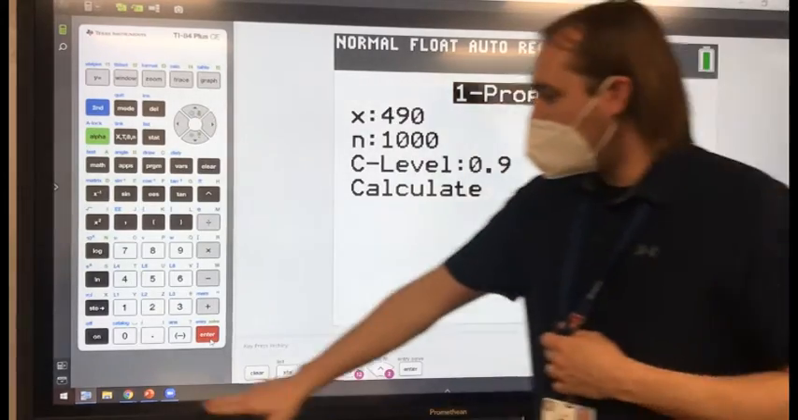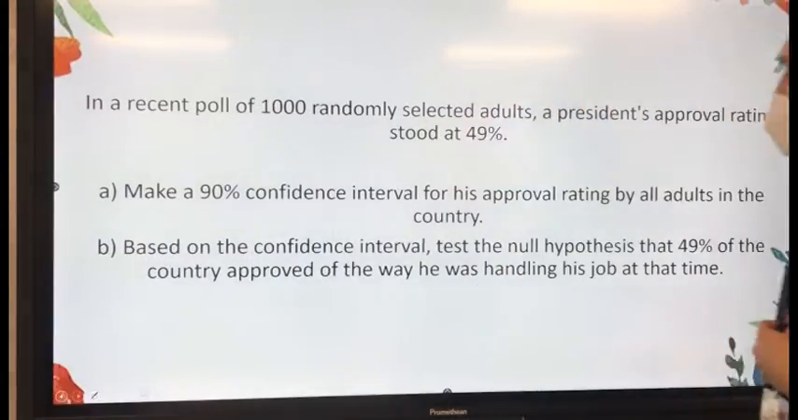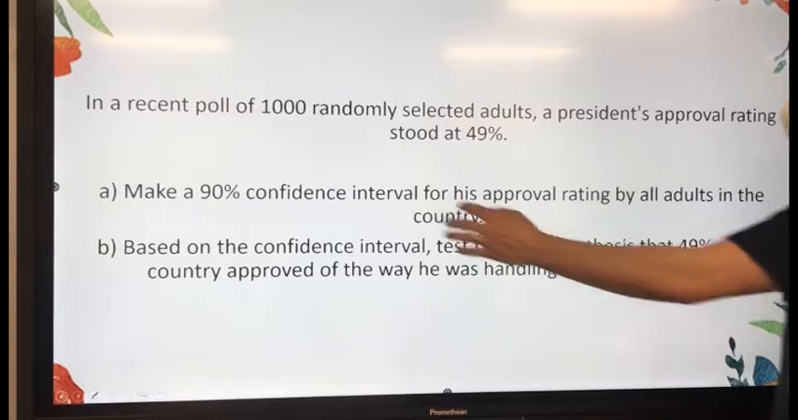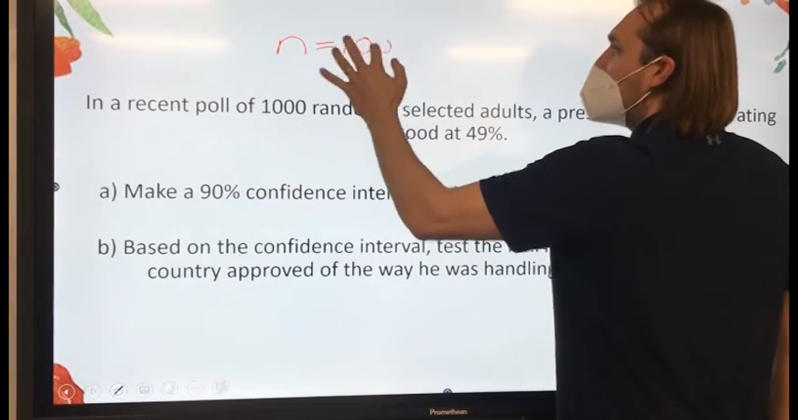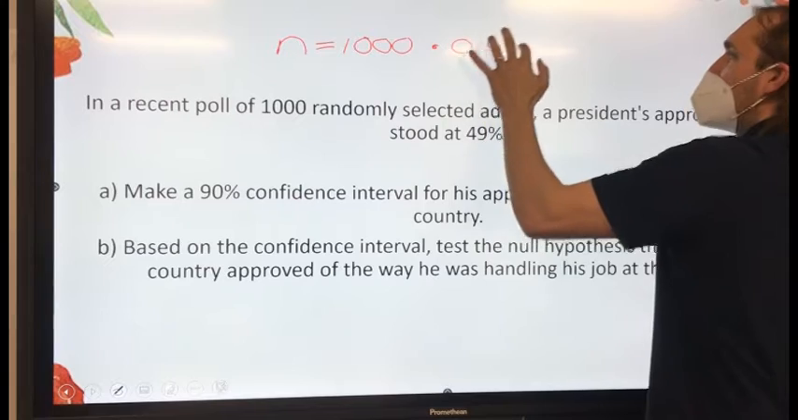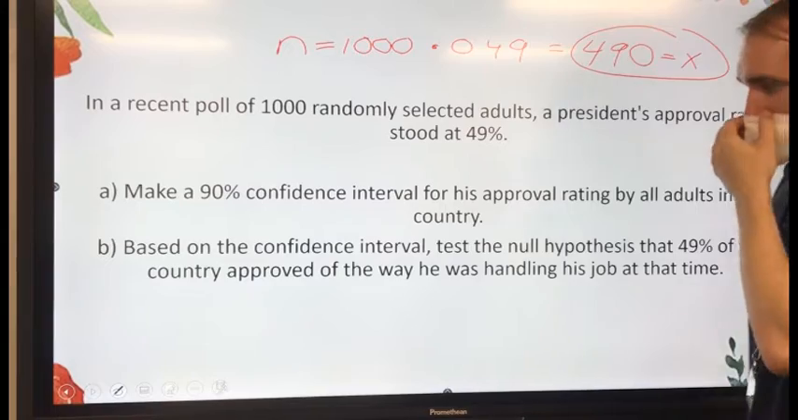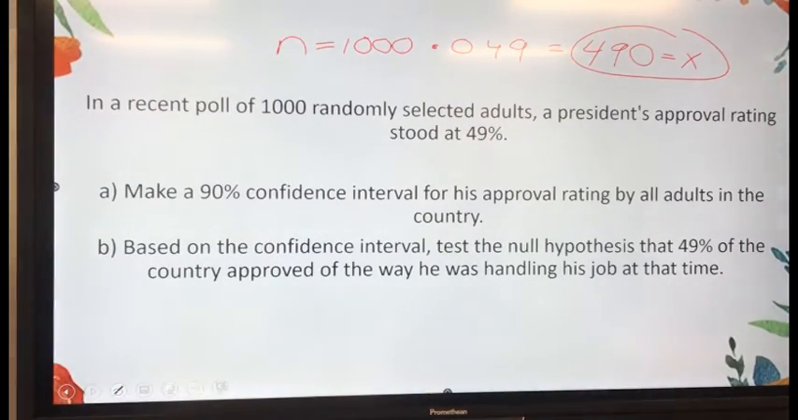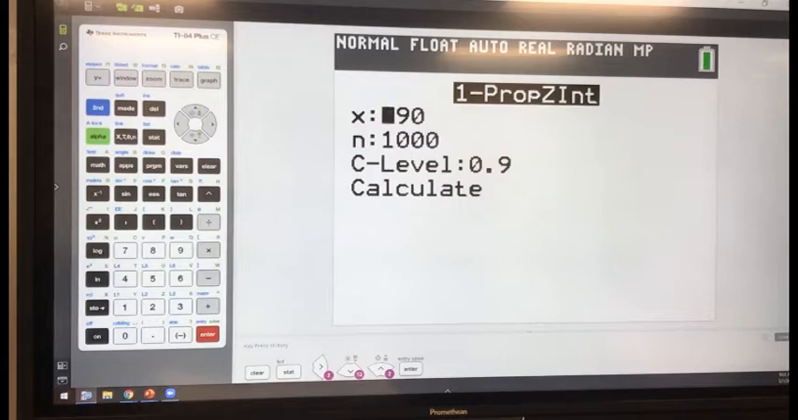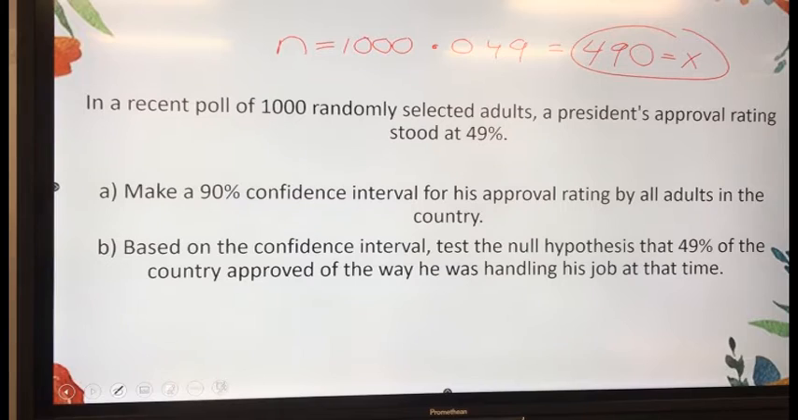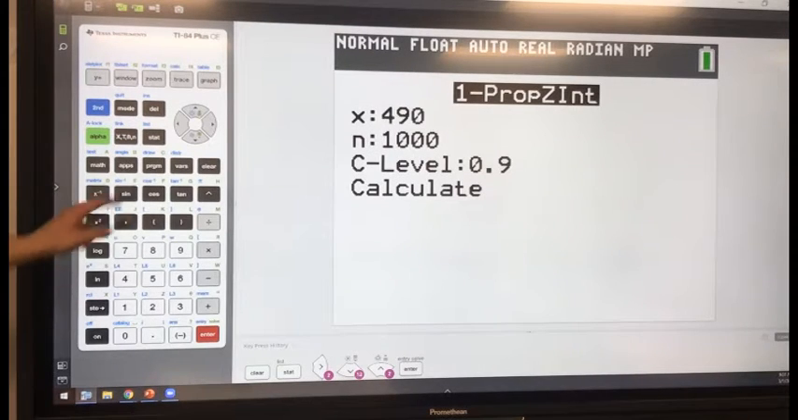X is 490. Now where did I get 490 from this problem? How did I come up with an x value of 490? 0.49 times 1,000. Yeah, take my n value, which is 1,000, and multiply it by 0.49. That gives you 490, your x. And then my n is the number of participants, 1,000. And my C level, what confidence level I'm going to test at? 90%, so I'm going to do 0.9.